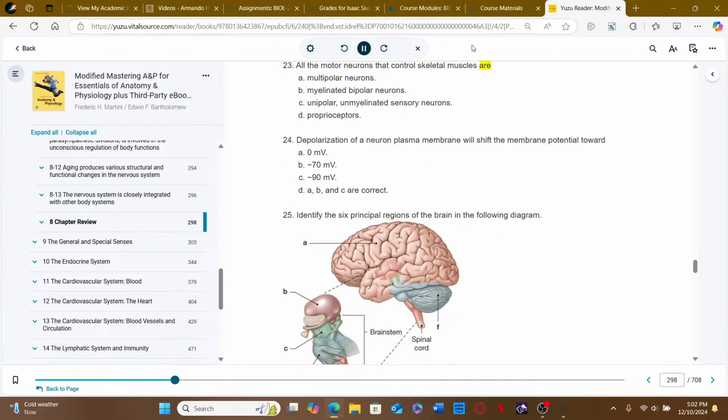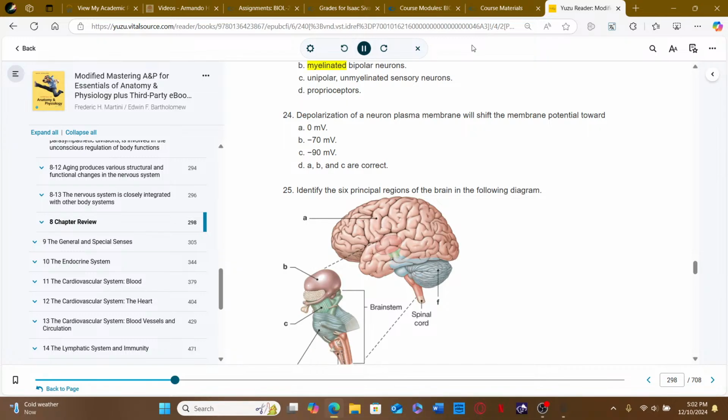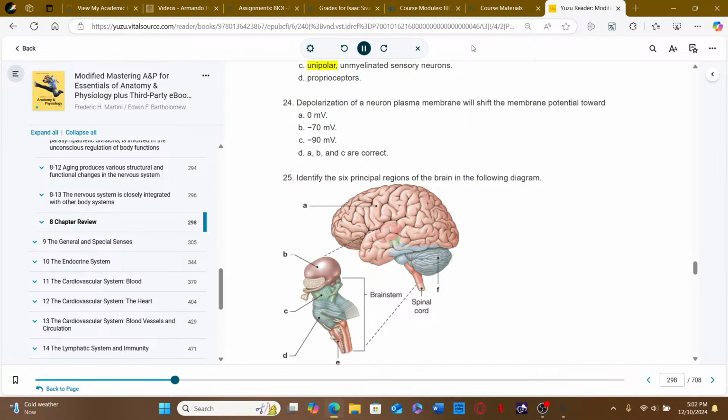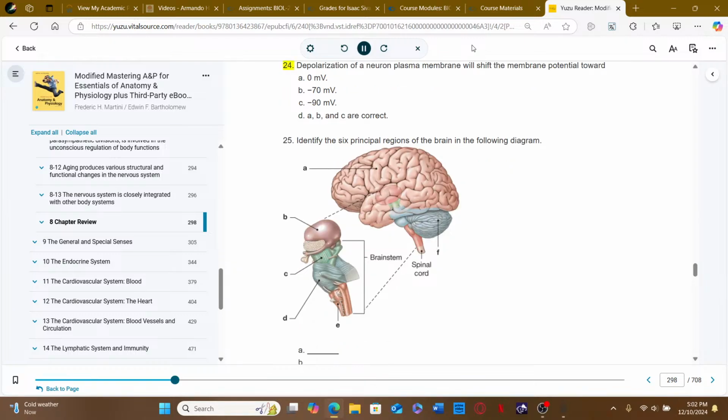23 All the motor neurons that control skeletal muscles are multipolar neurons. Myelinated bipolar neurons. Unipolar. Unmyelinated sensory neurons. Proprioceptors.